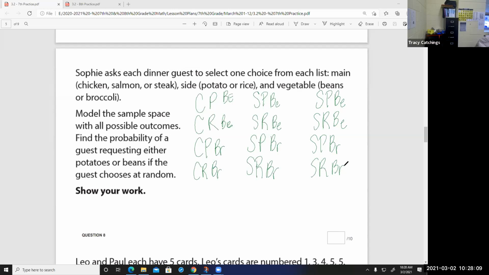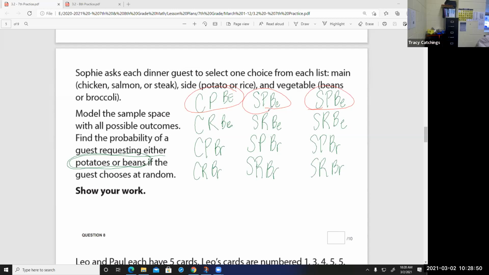All right, the second part says find the probability of a guest requesting either potatoes or beans if the guest chooses at random. Potatoes or beans. Give us some that have potatoes and beans. Chicken, potatoes, and beans. Salmon, potatoes, and beans. Okay. Steak, potatoes, beans. Steak, potatoes, and broccoli. That's all the potatoes?